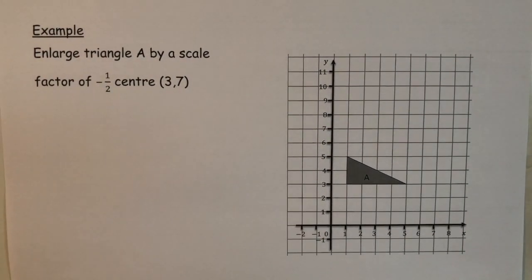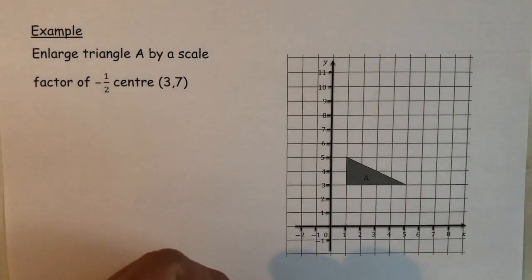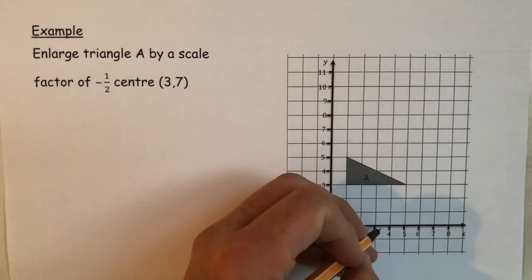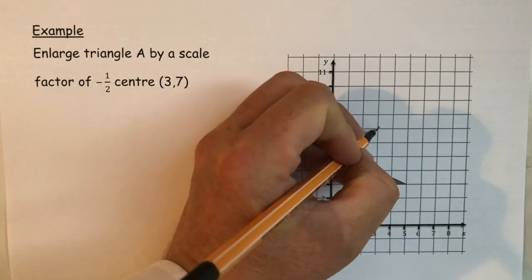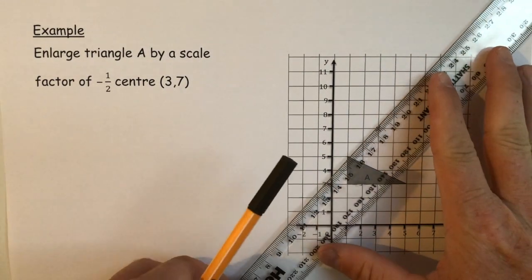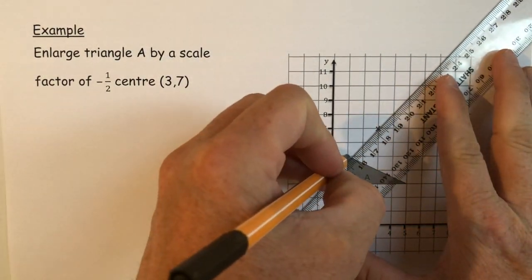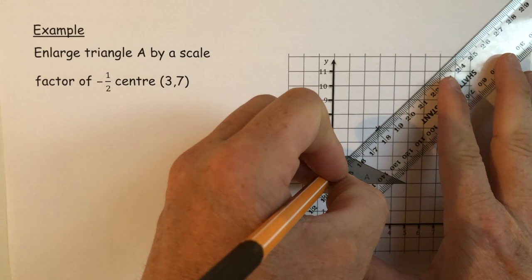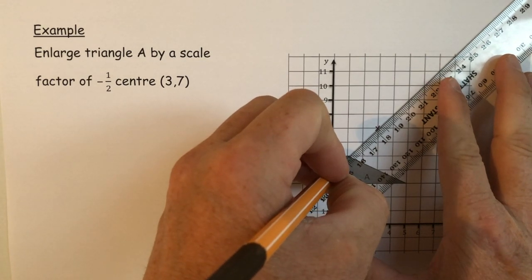In order to do any enlargement, we do need a centre, and the centre in this case has been given as 3,7. So across to 3, up to 7, that's my centre. Next thing, we would draw ray lines going from the centre to each point, each corner point in that shape.